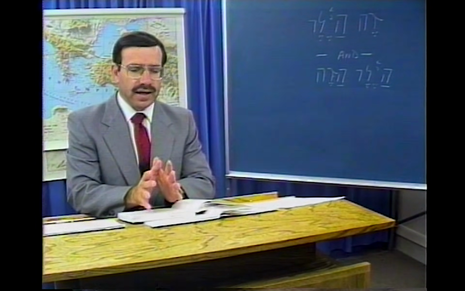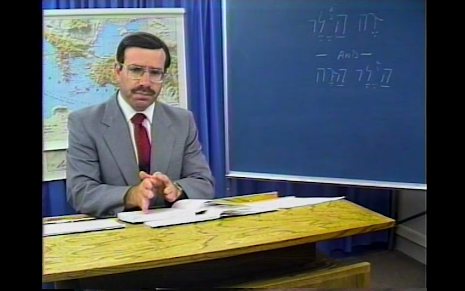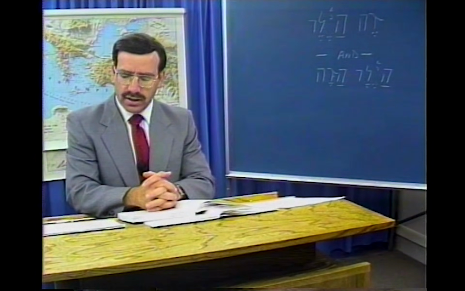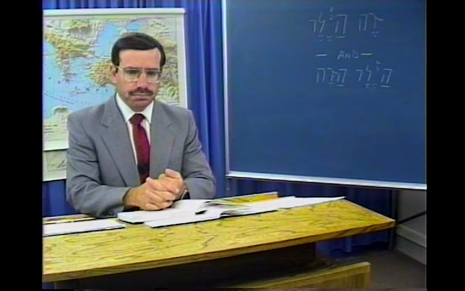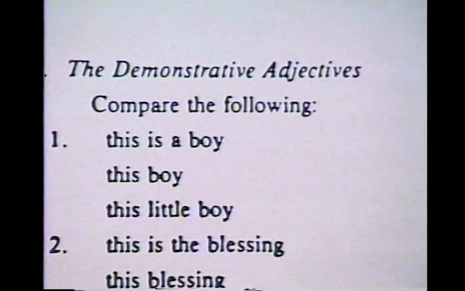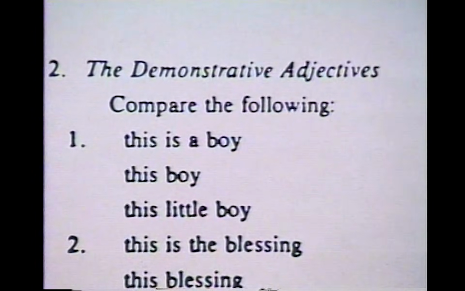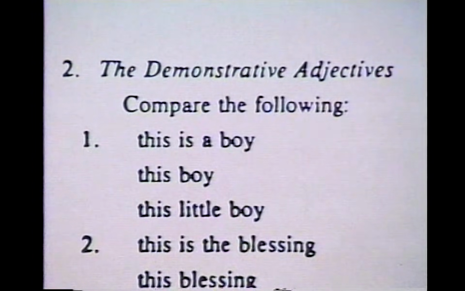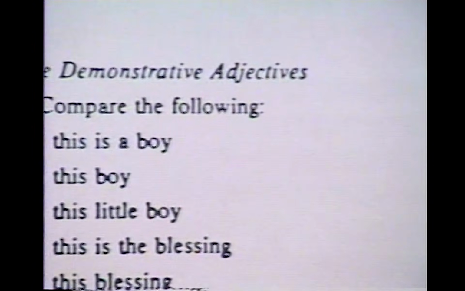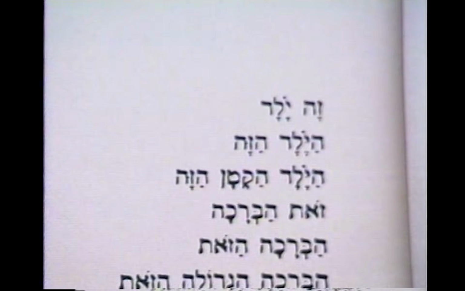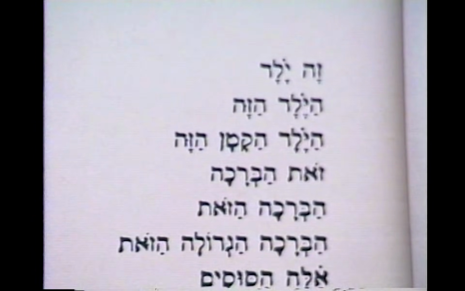All right, let's continue by looking at the demonstrative when we use it as an adjective, making it not a demonstrative pronoun, but a demonstrative adjective. On page 86, this is what we'll see. We say compare the following, and we'll do all of number 1 together, and then we'll go back and do all of number 2 together. This is a boy, this little boy. Now that would all be expressed differently in the Hebrew writing. To say this is a boy, we'd say ze yeled. And then the one right below that, if we'd say this boy, we'd say ha yeled ha ze.